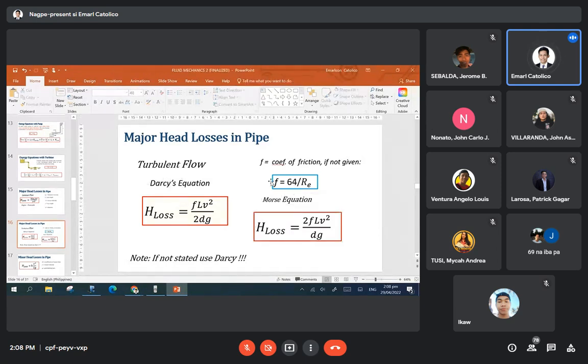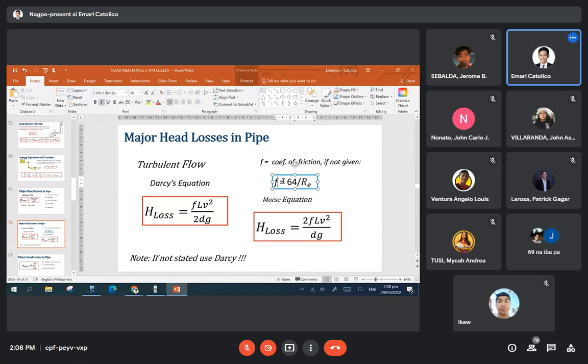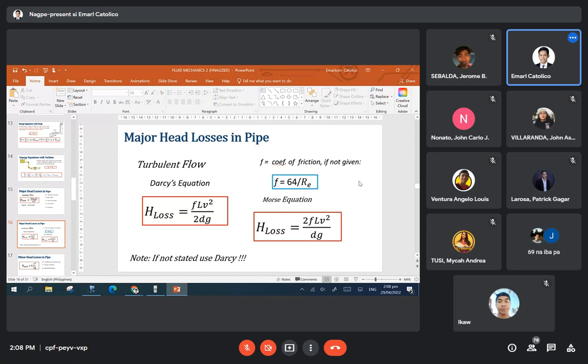Okay? So may mga case na hindi binibigay yung f or yung coefficient of friction sa problem. So makukuha niyo yung coefficient of friction by using this formula: 64 divided by the Reynolds number. So in case lang na hindi binigay ano, pero pag binigay, yun yung gagamitin niyo. Okay.